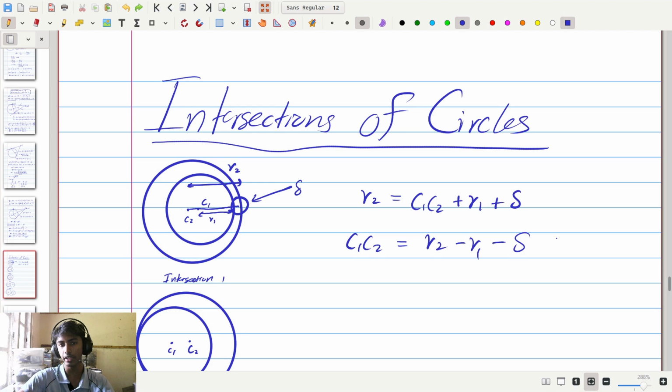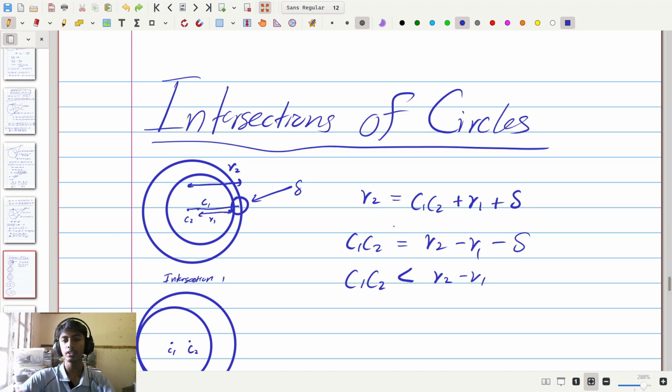So then, if this is some positive distance and we are subtracting it, this means that r2 minus r1 is something bigger than the distance c1c2. Given that, we could write that c1c2 is some distance which is less than r2 minus r1, where r2 is the radius of the bigger circle and r1 is the radius of the smaller circle. So here we are essentially removing delta and turning this equal sign into an inequality.